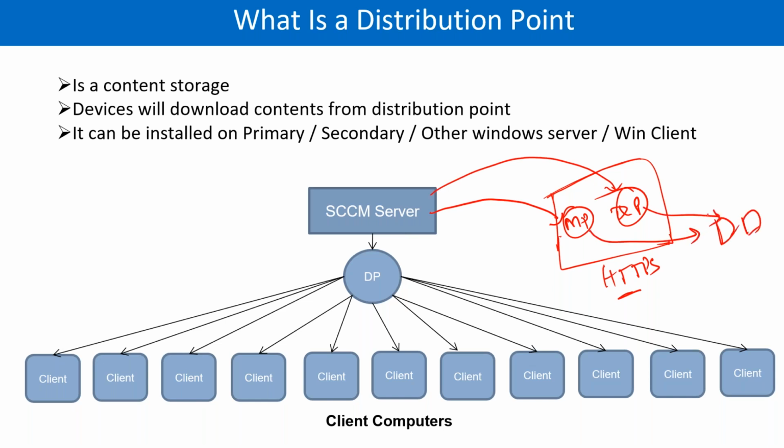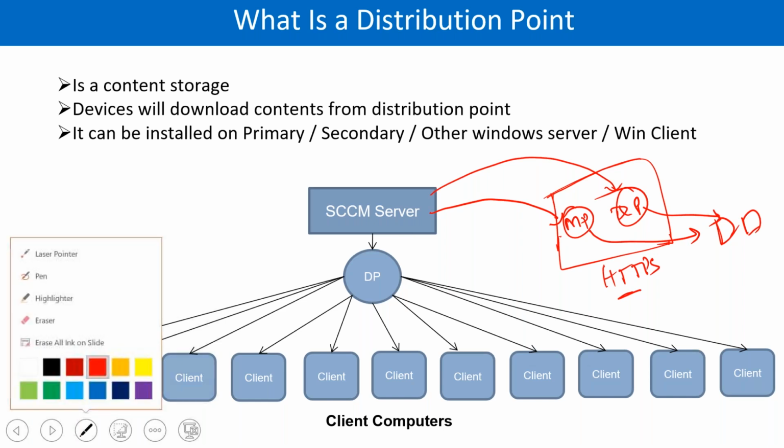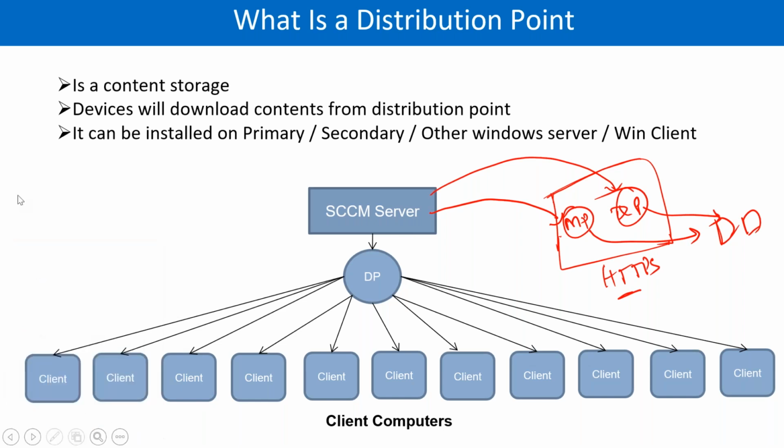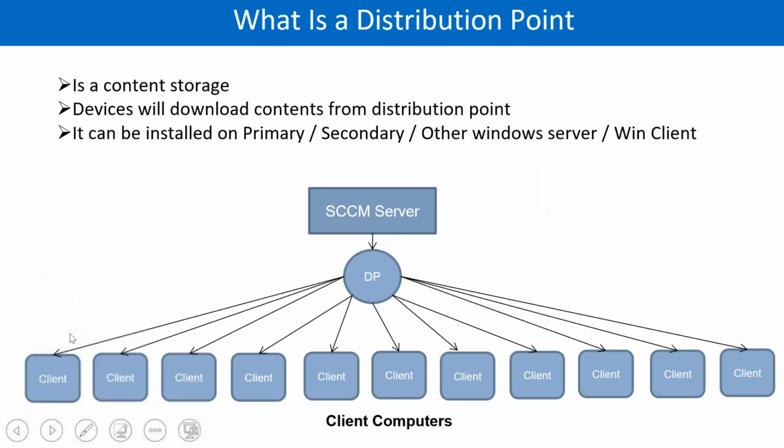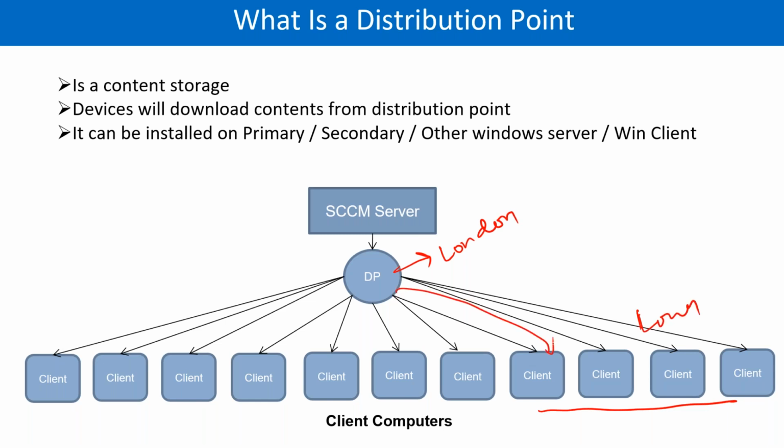One question here. Obviously, the larger the organization, the more distribution points. Is that right? Yeah. Each location will have a distribution point. Because if you keep one distribution point for Mumbai and London, let's say, take this example. You have one distribution point in London, and these machines are in London. So that is okay. These machines are on the LAN network.